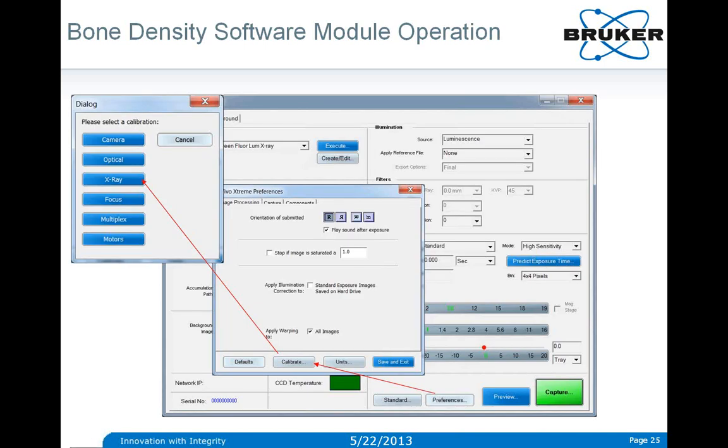In order to run the calibrations, it's a simple process. We go to the capture menu, we select preferences. From here, we go to calibrate, and then we simply select X-ray. The system will prompt the end user on the expected finish time, and we can remove everything from the imaging system, and it just runs through essentially all the different possible combinations of filters and energy in order to calibrate the system so that it will be compatible with the bone density software.